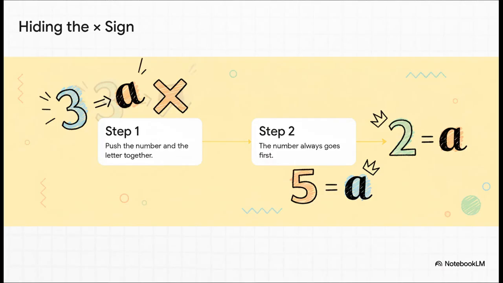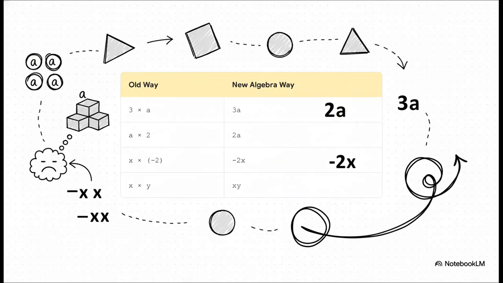The first and most common rule is that we can actually make the multiplication sign disappear. It's a simple 2-step trick. First, you just push the number and the letter together. And second, and this is super important, you always put the number first. Let's look at some examples so you can see what I mean. Instead of writing 3 times A, we just write 3A. Simple? If you see A times 2, remember our rule. The number has to go first, so it becomes 2A. It even works with negative numbers, so x times negative 2 becomes negative 2x. See how much cleaner and shorter that looks?